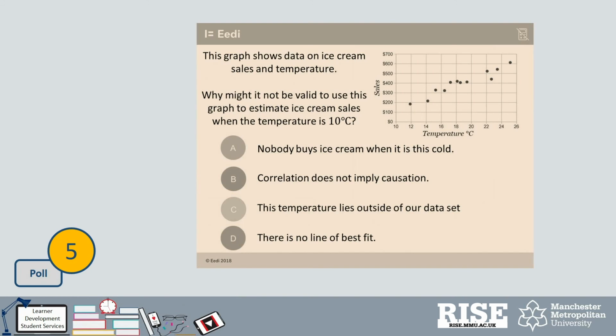The graph shows data on ice cream sales and temperature. Why might it not be valid here to use this graph to estimate ice cream sales when the temperature is 10 degrees Celsius? If I was to draw my line of best fit then on this graph, I would see it extends about here. It's really dangerous to extend your line of best fit beyond the data set that you already have. So you can see here that 10 degrees Celsius, I wouldn't hit my line of best fit because the temperature lies outside of our data set. That would be verging on extrapolation then, which we should avoid as it cannot give us reliable and accurate results.